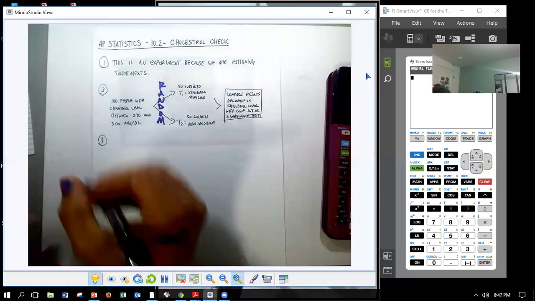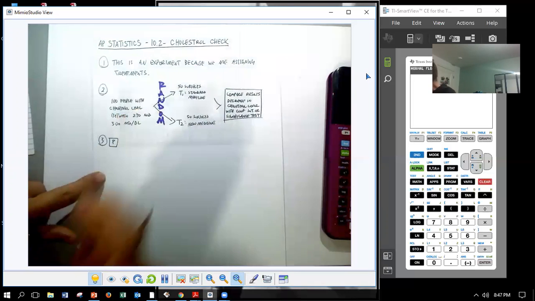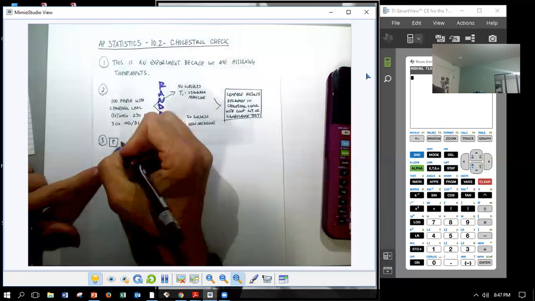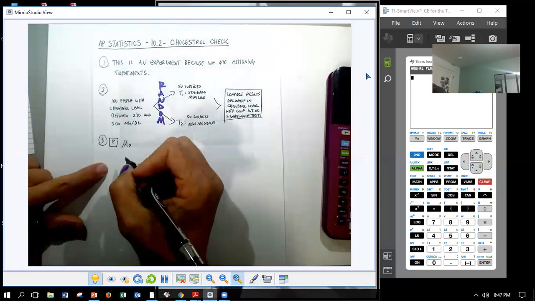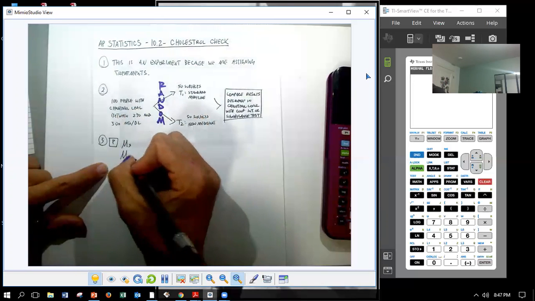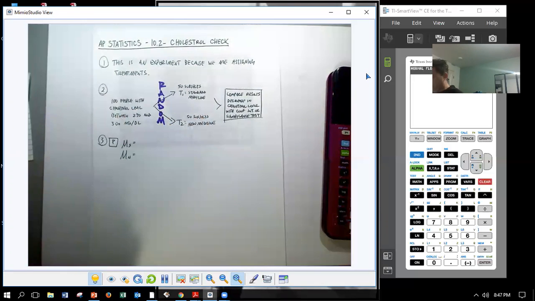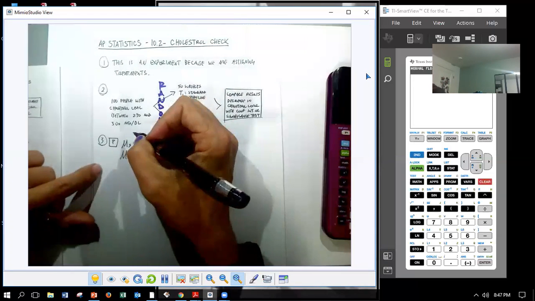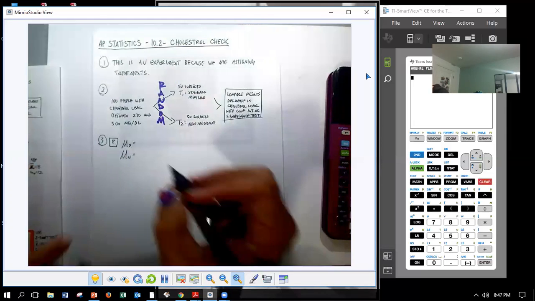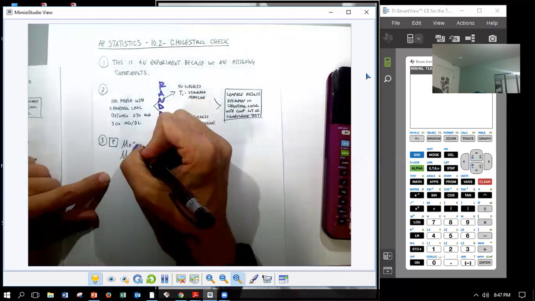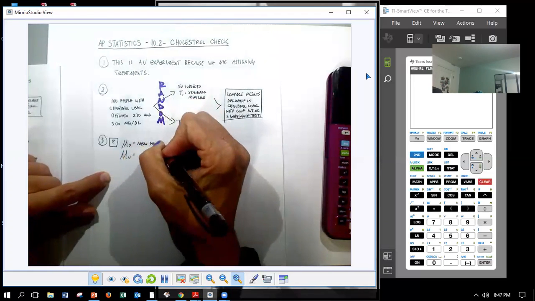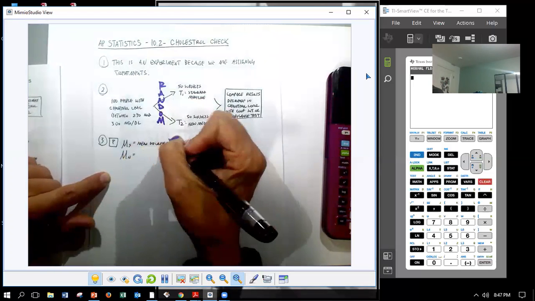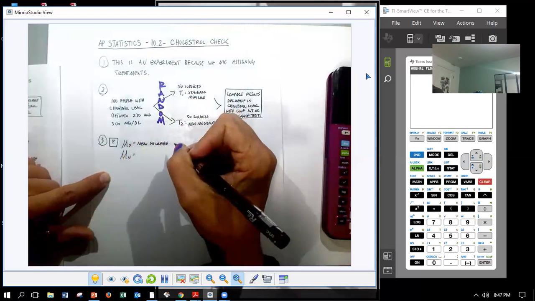All right, so the first thing about PHANTOMS is P, and I'm going to identify my parameter of interest. I'm going to use mu sub S, and that's going to be for the standard drug. And I'm going to use mu sub N, and that's going to be for the new drug. So those are the two that I'm going to use here. So mu sub S is going to be my mean decrease in cholesterol levels for the standard drug.